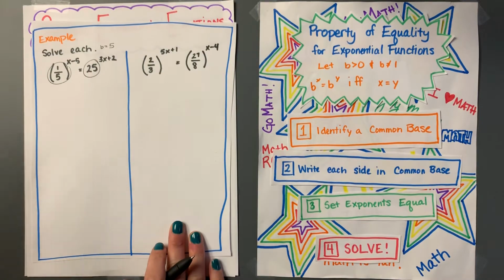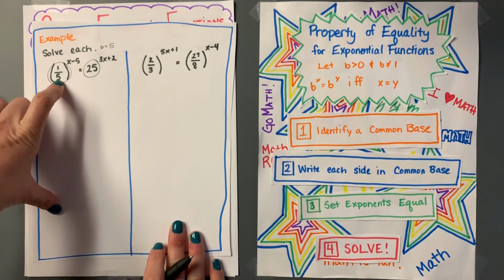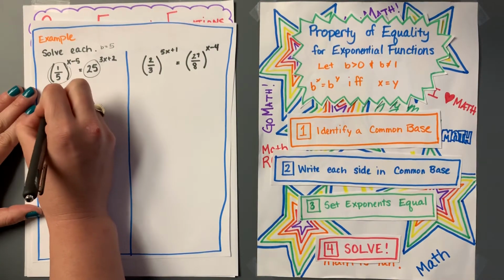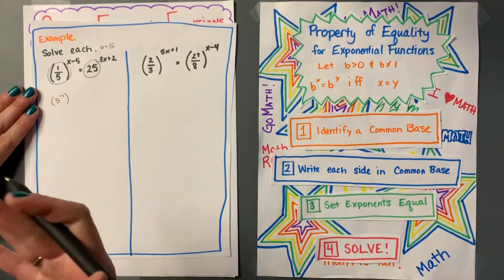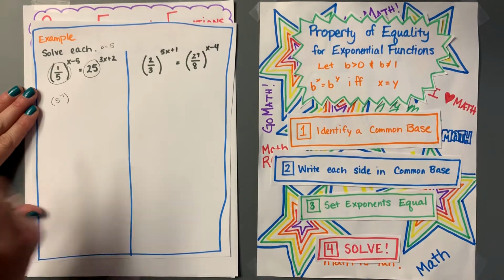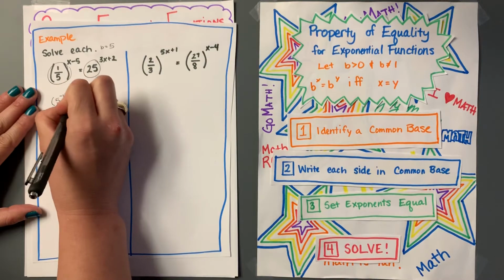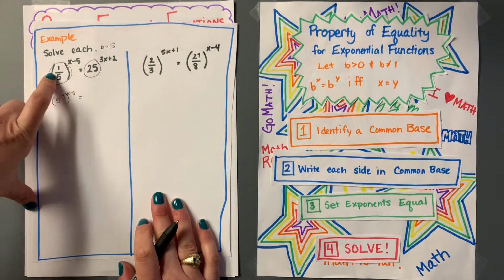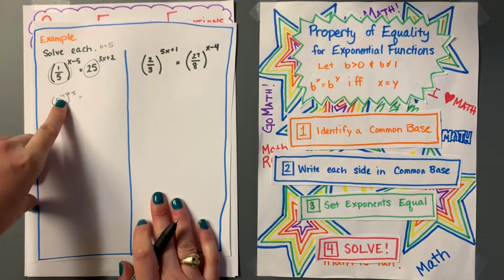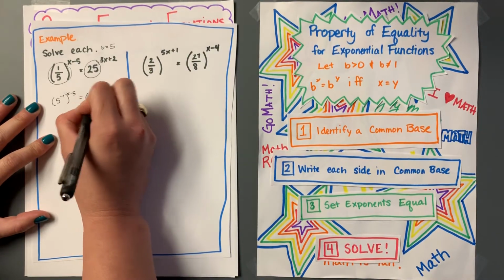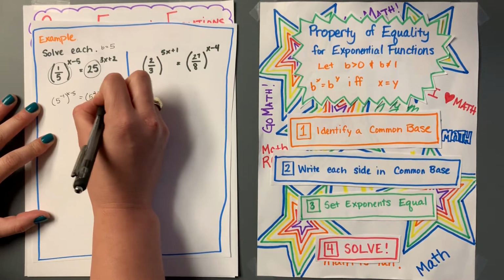So I need to be thinking, 5 to what exponent is 1/5? And you need to remember that a negative exponent flips a fraction. So 5 to the negative 1 is equal to 1/5. This is going to end up being a very important thing to remember in a lot of these problems. Keep your mind open. If you have a fraction, think about a negative exponent. 25 I can write as 5 squared, raised to the 3x plus 2.